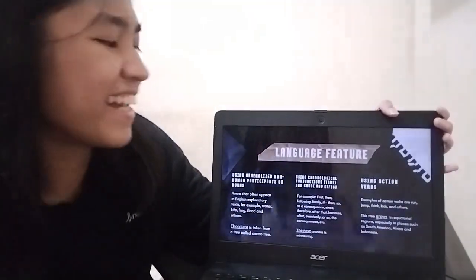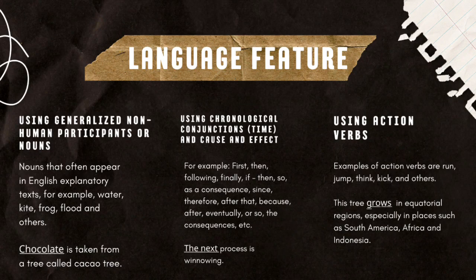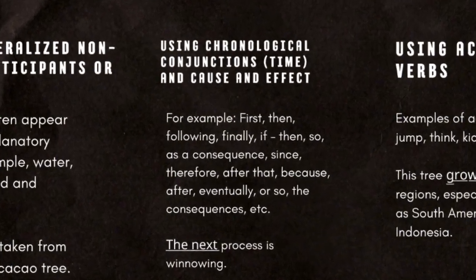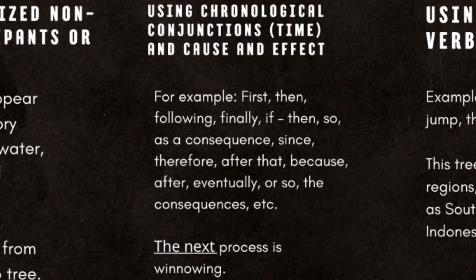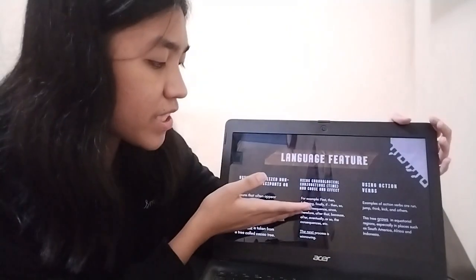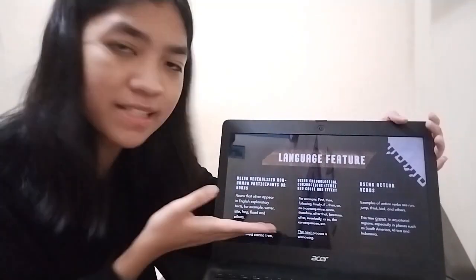Next, there's using chronological conjunctions, or time and cause and effect. For example, first, then, following, finally, if, then, so, as a consequence, since, therefore, after that, because, after, eventually, or so, the consequences, etc. For example, the next process is winnowing. Of course, the chronological conjunction or time is the next part.